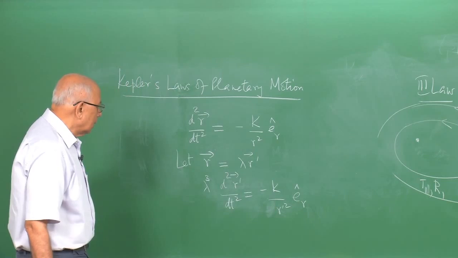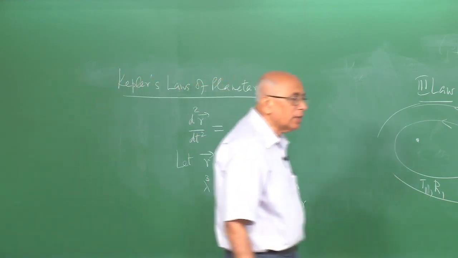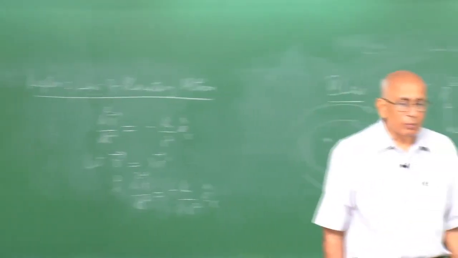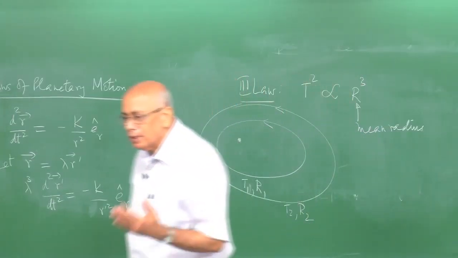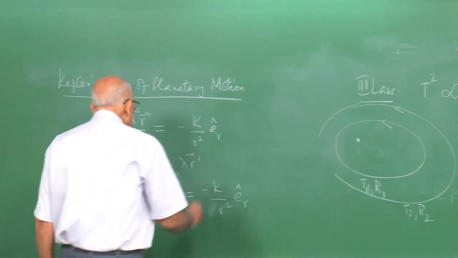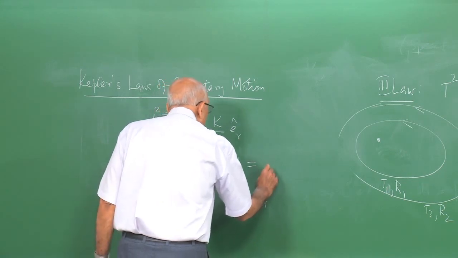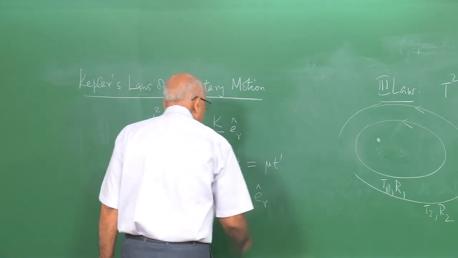The moment I have this, I say, well, if I've changed the scale of length, why not change the scale of time as well? Instead of measuring time in seconds, maybe I measure in minutes or hours or whatever. It should not change any physics. So let me also change variables from t to t prime, where t is equal to some mu times t prime.